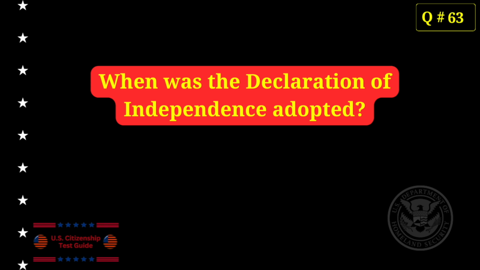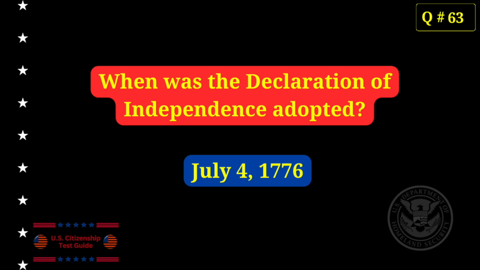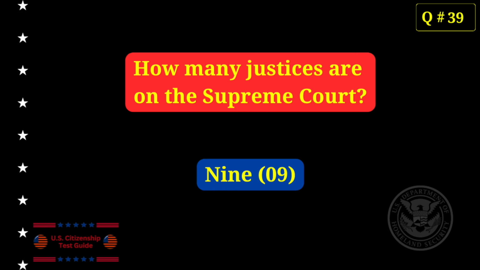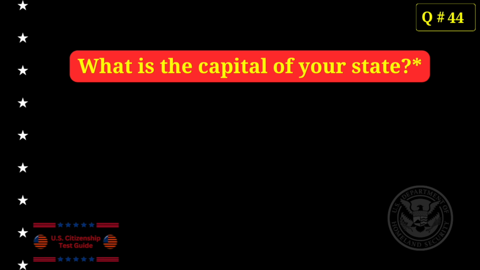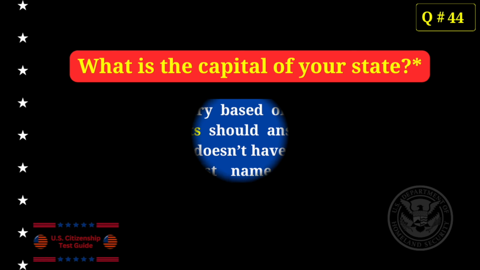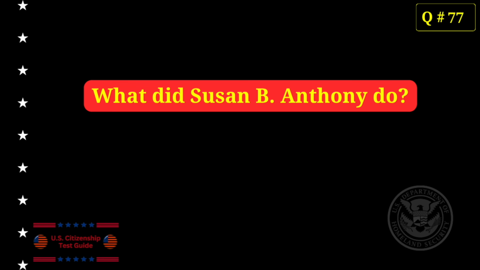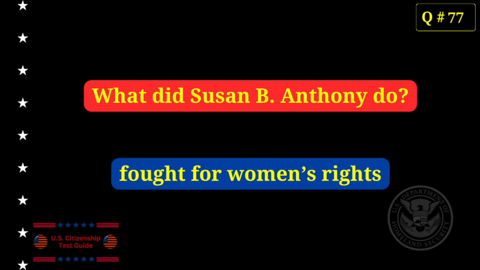When was the Declaration of Independence adopted? July 4, 1776. How many justices are on the Supreme Court? 9. What is the capital of your state? What did Susan B. Anthony do? Fought for women's rights.